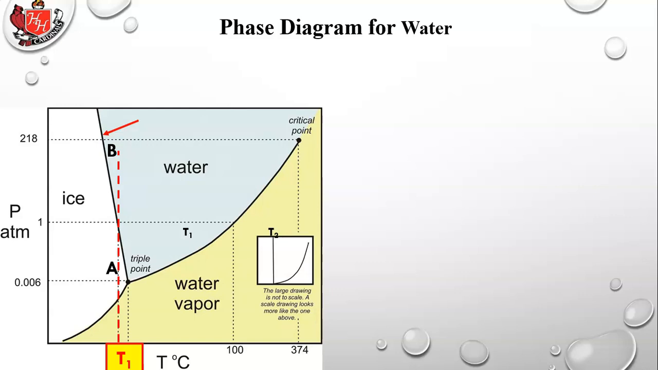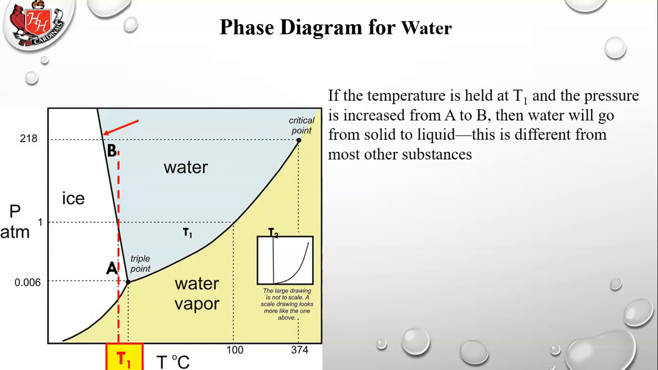So why is that significant, and what does that have to do with the density of solid water, ice, being able to float on top of liquid water? Well, let's look at this. If the temperature is held at T1 and the pressure is increased from A to B, then water will go from a solid to a liquid. Remember the one we showed earlier where we increased the pressure at the same temperature? It went from a liquid to a solid because the molecules were squeezed tightly together. But here we have a fixed temperature, so we're not going to increase or decrease the amount of kinetic energy, and we're starting at point A.